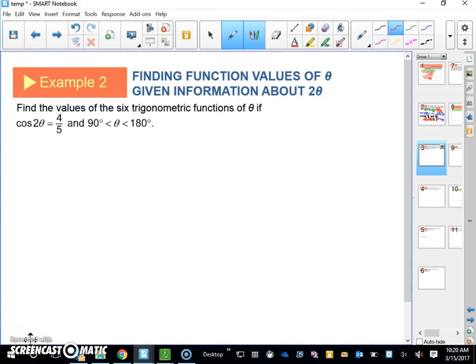Example 2, we're finding the values of the 6 trig functions. I think that makes it a little bit difficult because we've got a lot of stuff to do. On your homework, I think it's just going to ask you to find maybe just sine theta, or maybe just cosine theta. Maybe it just asks you to find 1. But when we have to find all 6, then remember what we have to do.